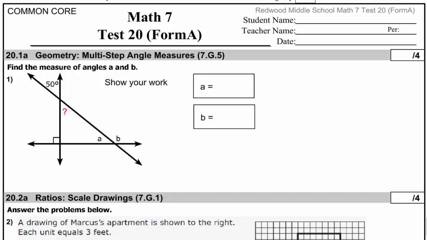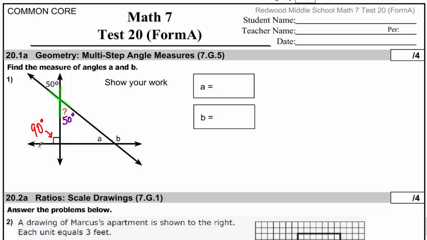So we're going to start by identifying the question mark angle, and to get it, we're going to use the idea of vertical angles. If we look at these two lines intersecting, we know that on the opposite side of the intersection, angles are the same measure. So if this is 50, then this is 50. Secondly, we know that this box right here tells us that there's a right angle, 90 degrees.